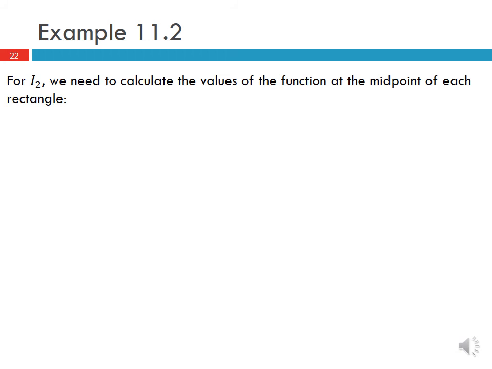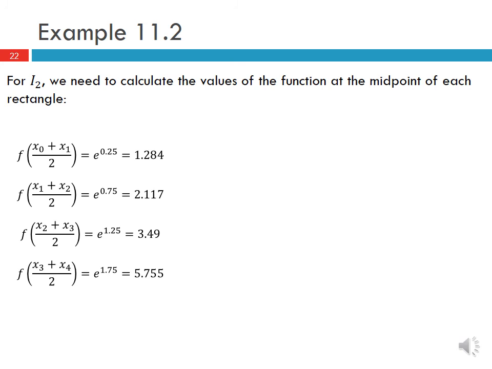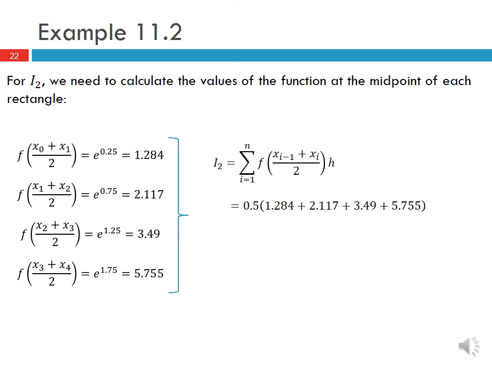Now for I2, we need to calculate the values of the function at the midpoint for each rectangle. That's what is being done here. So the midpoint of each rectangle is, for example, (x0 plus x1) over 2, and we evaluate the function at those values. So the expression for I2 is the sum as i goes from 1 to n of f of (x_{i-1} plus x_i) over 2, evaluating the function at the midpoint of the interval, times the width of the interval, which is h. Plugging in all of our values, we can see that I2 is equal to 6.323.